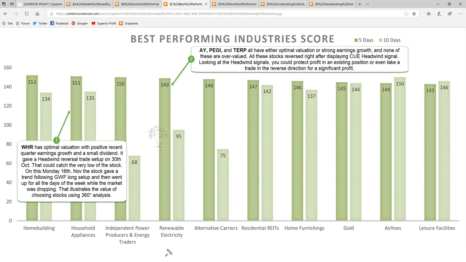The study of renewable electricity and these three stocks that are fundamentally strong shows that even if we have a strong industry and fundamentally strong stocks, it doesn't mean that you will immediately have a buying opportunity. You need to see first what kind of market moves they are in. It can be trending market, sideways market, exhausting or reversing market, and then wait for the appropriate trade setup.